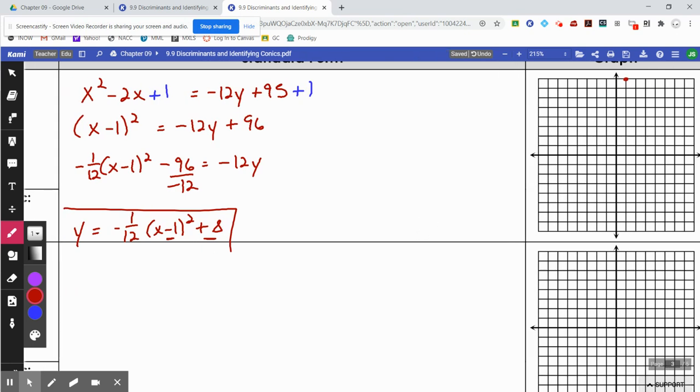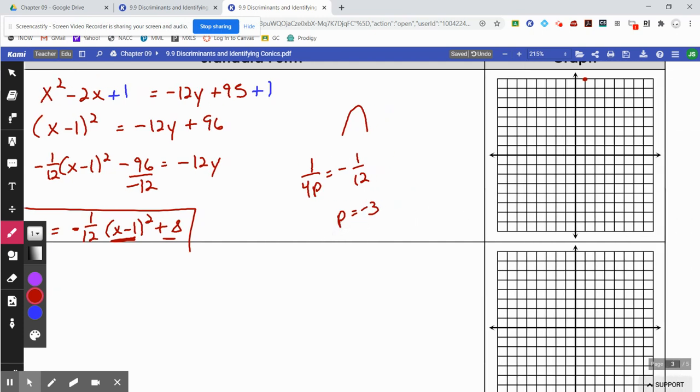Next thing that I would like to do is determine if it's up and down. Since it's x squared, it's going to be a vertical parabola. Since the first term is negative, it's going to cup down. It's going to look like this. Let's find our p-value. Find it by setting 1 over 4p equal to negative 1/12, and you find out that p is negative 3. So therefore, my focus is going to be located 3 units down from there.